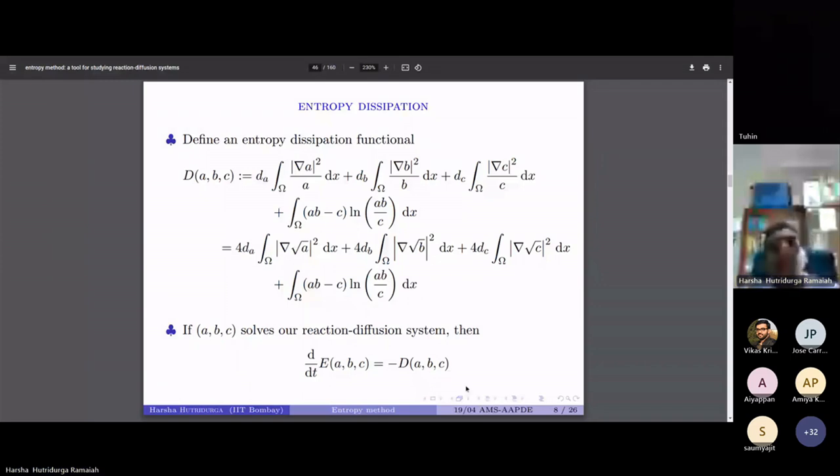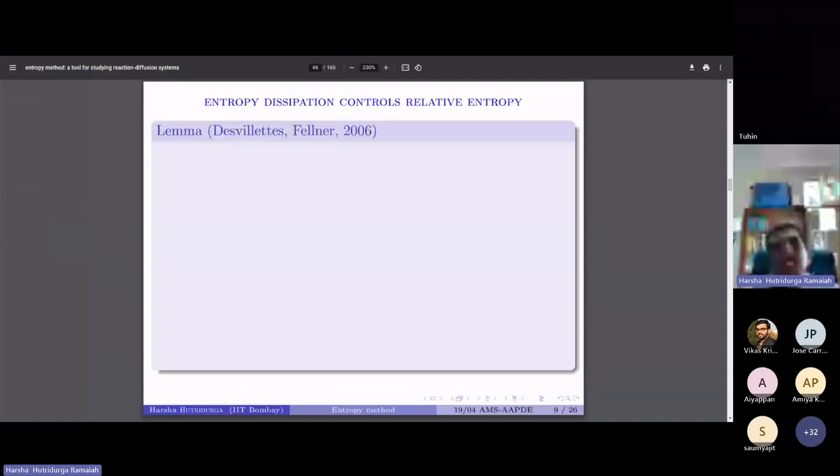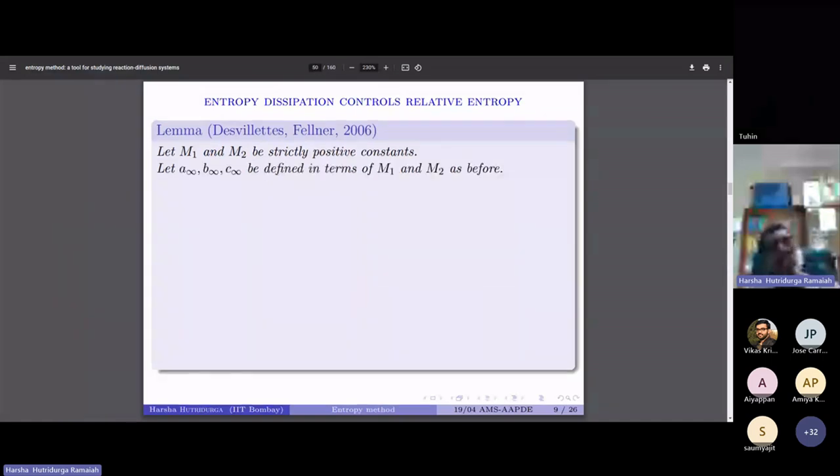Now, what did Laurent Desvillettes and Klemens Fellner do in 2006? They said, okay, they are going to relate this entropy dissipation D with something known as the relative entropy. Okay. So for that, the theorem goes as follows. You take any two strictly positive constants, m1 and m2. Now, once you give me two constants, m1 and m2, I can blindly build this a infinity, b infinity, and c infinity with the formulas, the solution to the quadratic equation that we wrote down earlier.